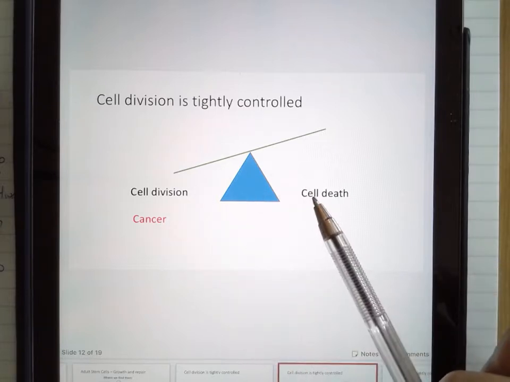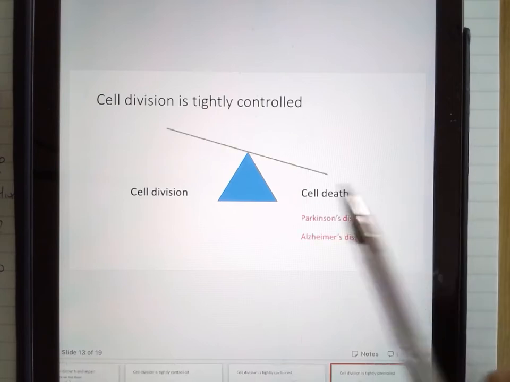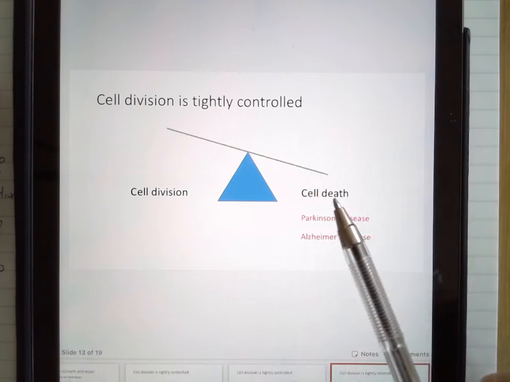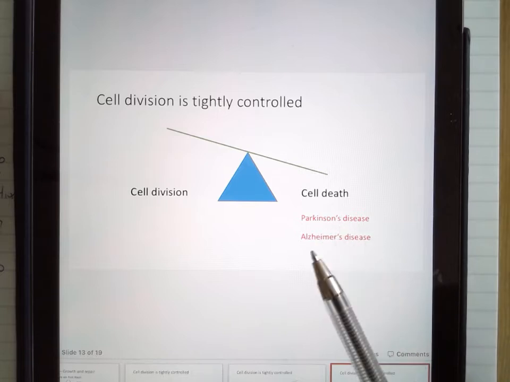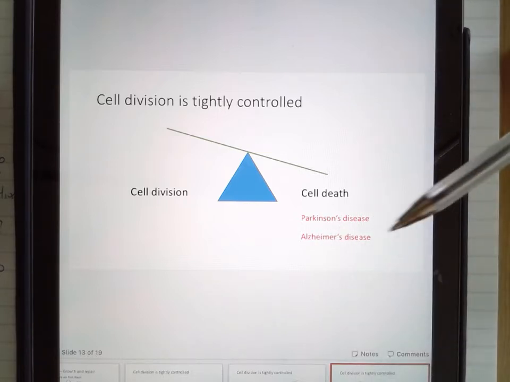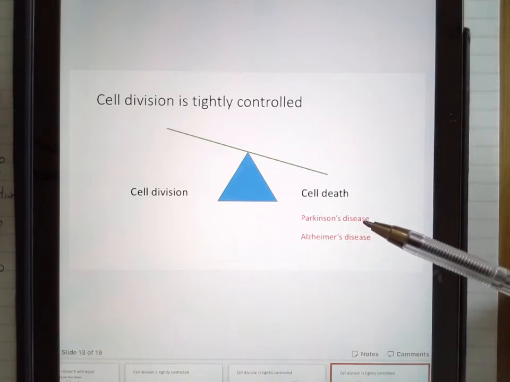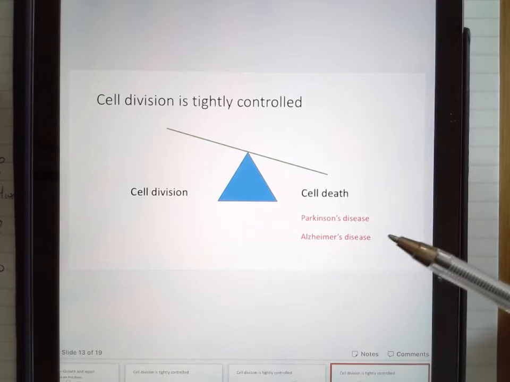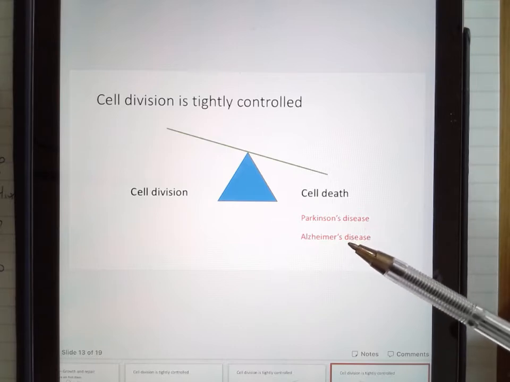On the flip side, if you've got cells dying quicker than they're growing, you can end up with all sorts of different diseases. And I've mentioned just two of them here below, Parkinson's disease and Alzheimer's disease. Both of these are diseases that affect your brain. In Parkinson's disease, you've got certain cells in your brain that start dying and they're not replaced. And Alzheimer's disease is the same. You've got cells in your brain that are dying and that aren't being replaced.